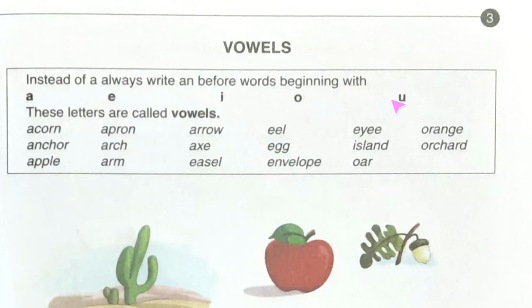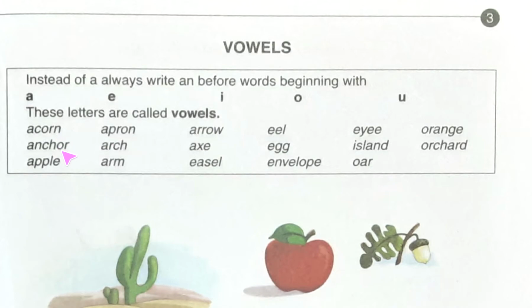It means if you find a word has started with A, E, I, O, U, you will write an just before it. Okay. These letters are called vowels, means A, E, I, O, U, these are called vowels. So, there are some words written which have started with vowels.